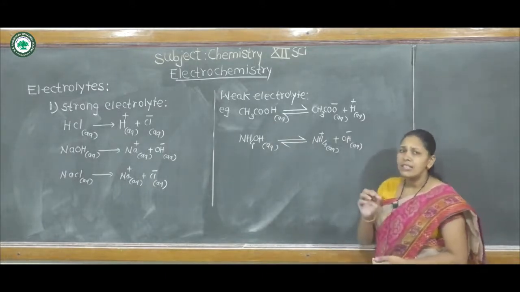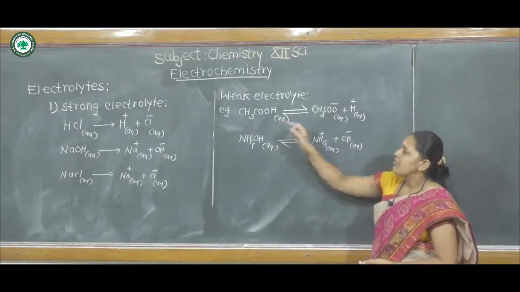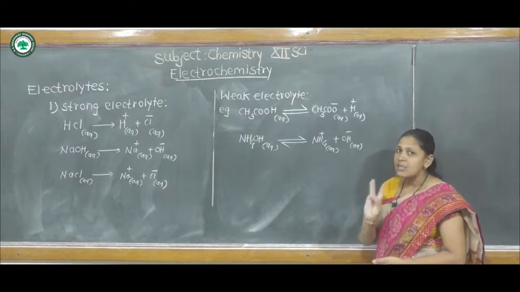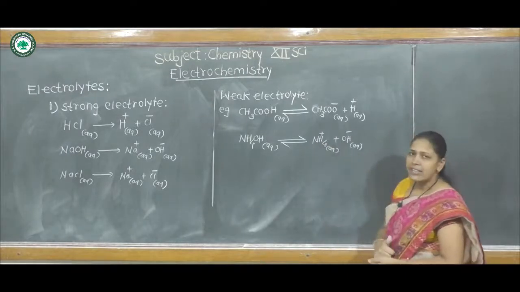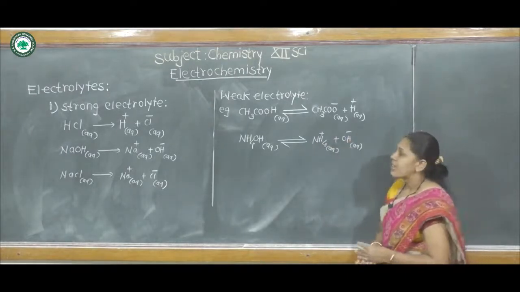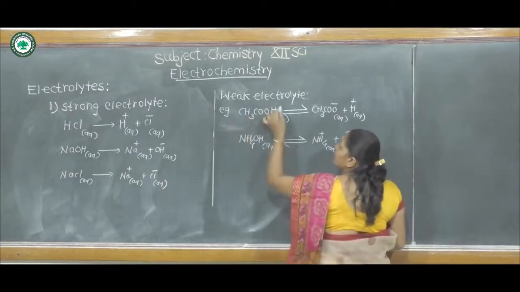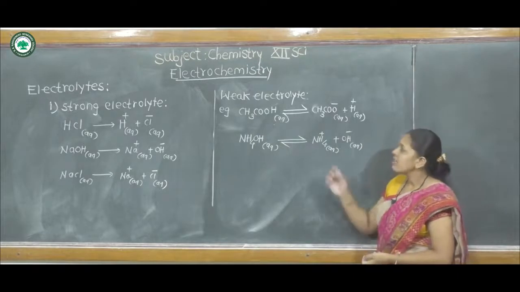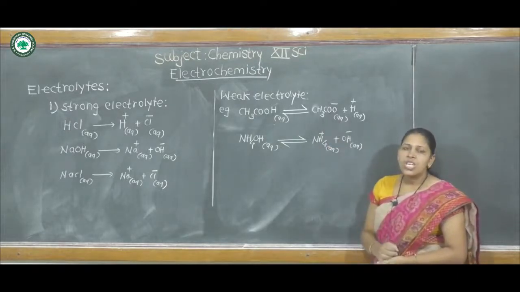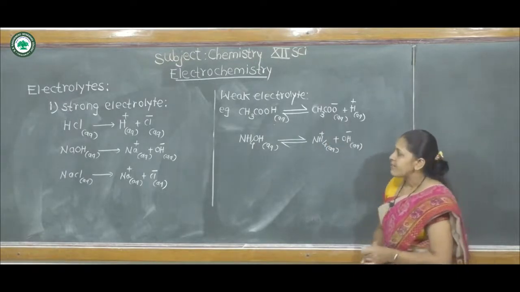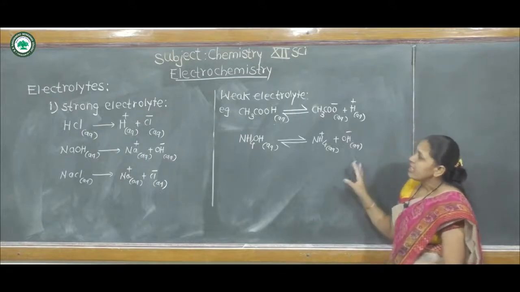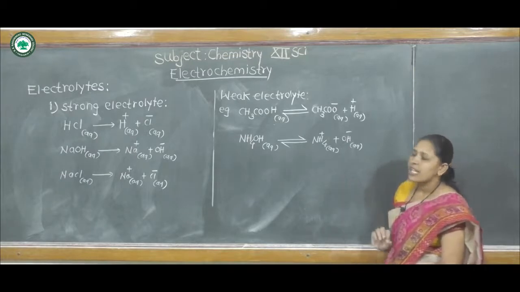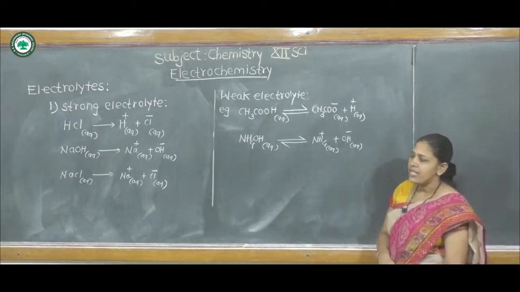That means if we take aqueous solution of acetic acid, then it contains three species. One is acetate ion, second is H+ ion, and third one is whole acetic acid molecule. That means here partial dissociation of acetic acid takes place. As compared to strong electrolyte, weak electrolyte has lower conductivity.